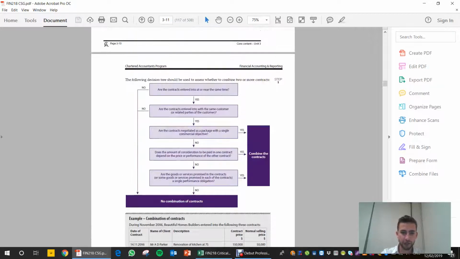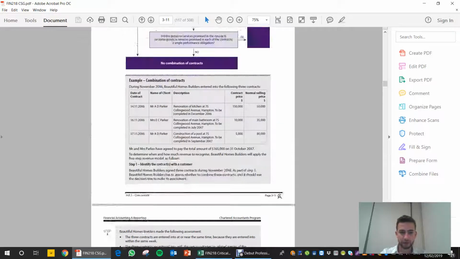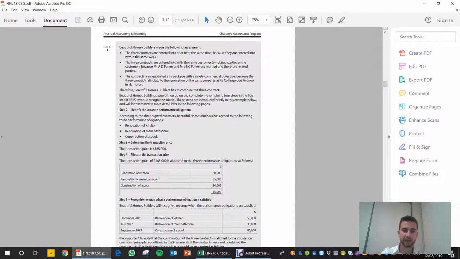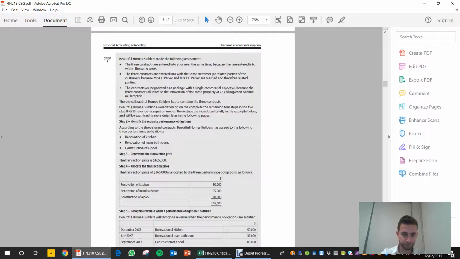And the final point, are they negotiated as a package with a single commercial objective? The commercial objective is to renovate the house. So even though each of these renovations is slightly different, bathroom, kitchen, etc., they're all part of the same objective to improve the overall house at the single premises. So yes, we can establish that we have to combine the contracts in this instance, and then instead of recognizing the contract at this price, we recognize the revenue at this allocation.